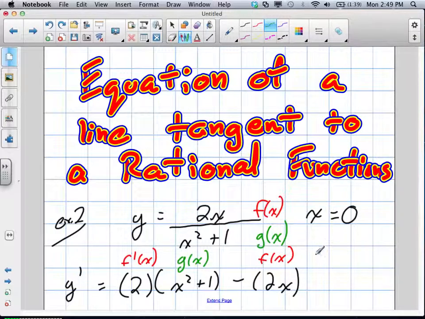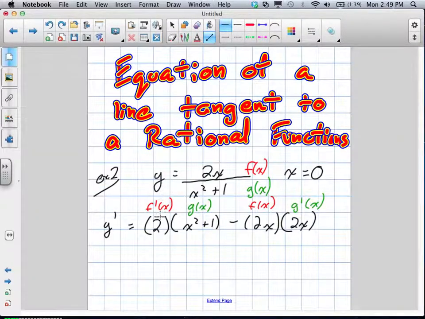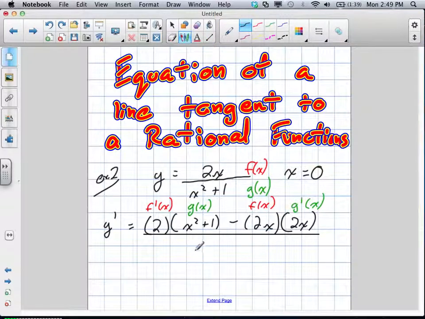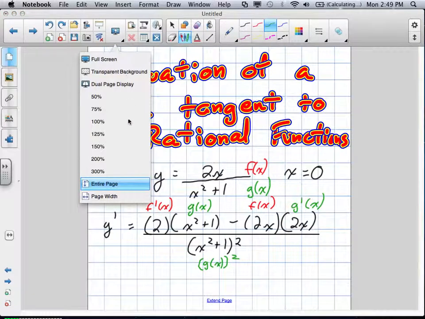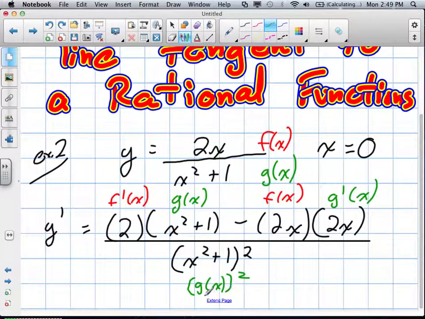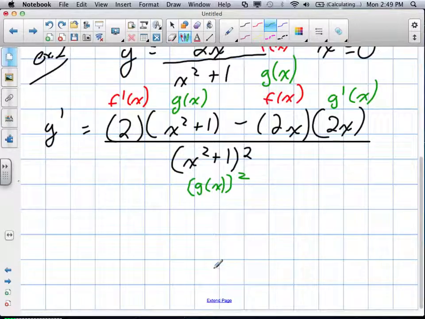And it's going to be multiplied by g prime x, so the derivative of the function on the bottom, which is technically 2x. Okay. And all of this is divided by the original function on the bottom squared. So our original function on the bottom was x squared plus 1, and it now becomes squared. This is our g x squared. So we got that part. Technically, I have my y prime.